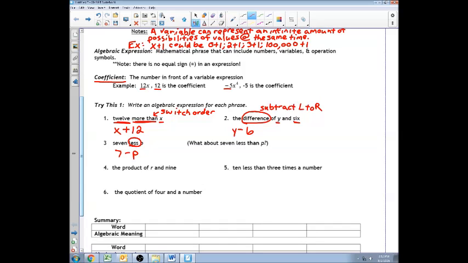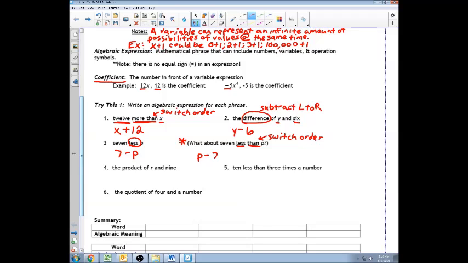What about if I had 7 less than P though? If I had 7 less than P, again, less tells us we have subtraction. Than tells us we need to switch the order. So in this problem, it would be P minus 7, because it's 7 less than the thing I had originally, which was P in that problem.